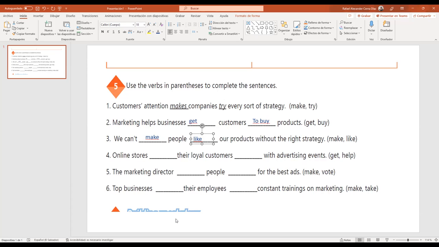Okay. Teacher is here? Yes. Online stores. Online stores get, only store get, with S. I think it's get, without S. Yes, because stores is plural. Get their loyal customers to help. To help. Yes, it's infinitive. To help with advertising events.